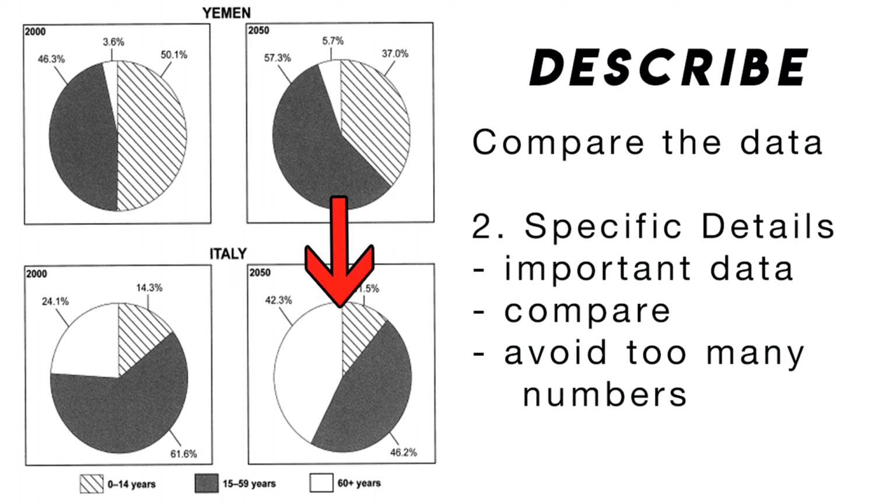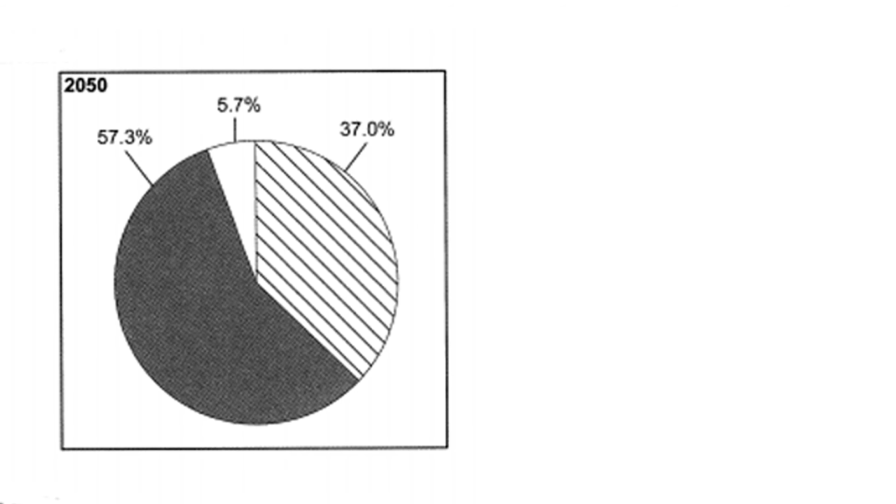When we are doing this, we need to avoid using too many numbers, or else our writing will not look good. Remember, this is a test of English, not maths. So how do we do that? Let's take the pie chart for Yemen in 2050. How could we turn these numbers into written language? We could use the following phrases. You can guess which data they refer to. Let's check the answers.